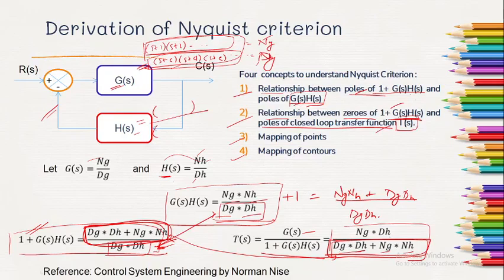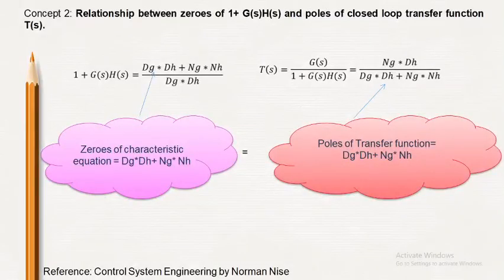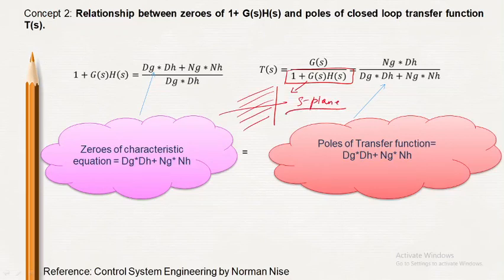And this actually is a very important point, very important to understand, because the stability of any system is related to the poles of the transfer function. If we have a transfer function, then the poles of this transfer function should all lie on the left hand side of the S plane. Only then will the system be called stable. But the poles of this transfer function are essentially the zeros of 1 plus G(s)H(s).